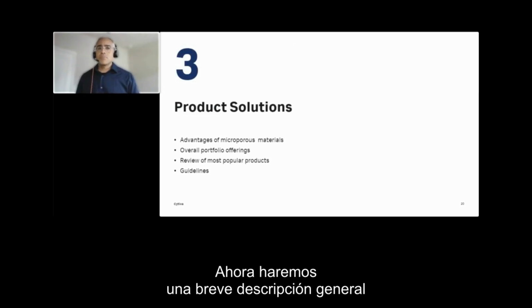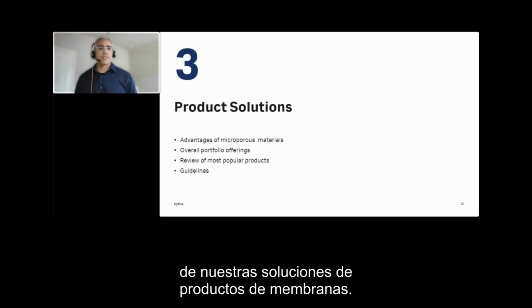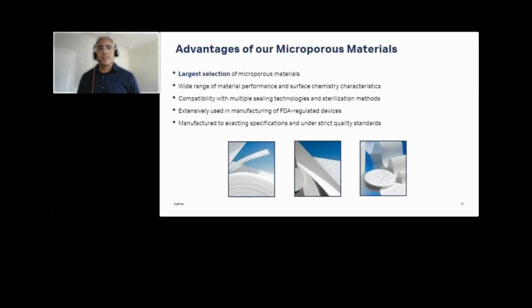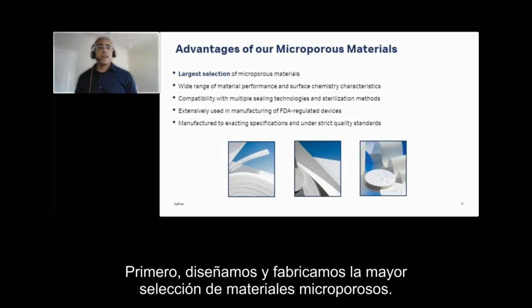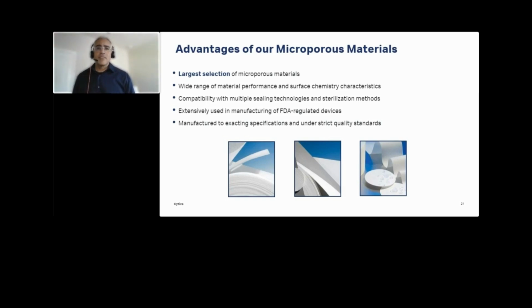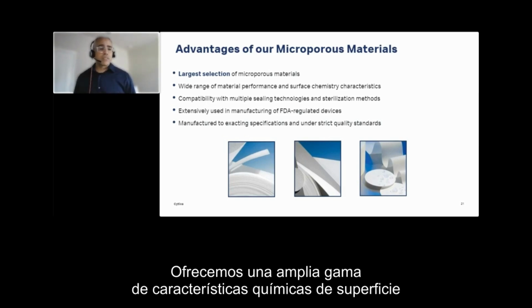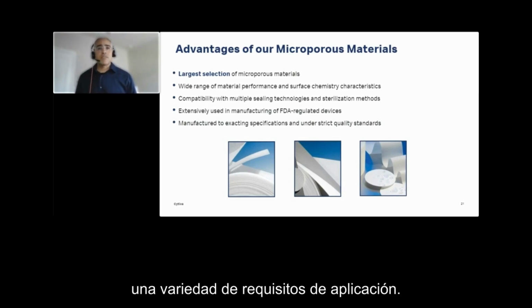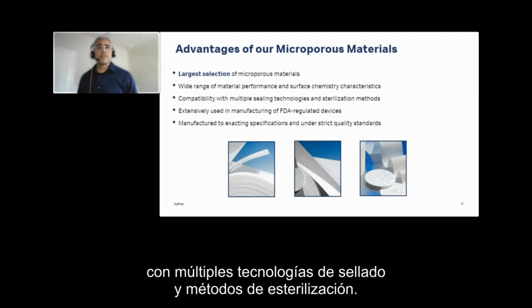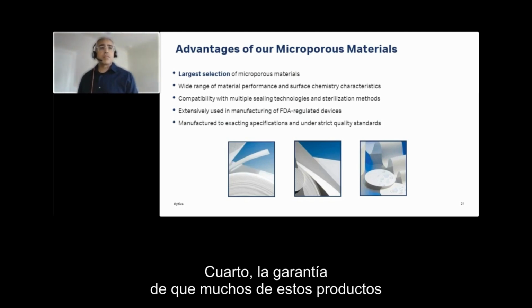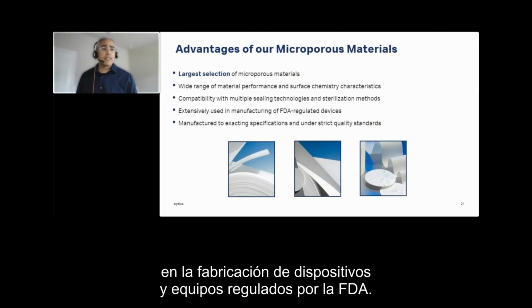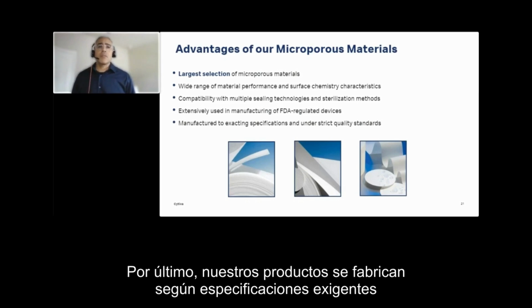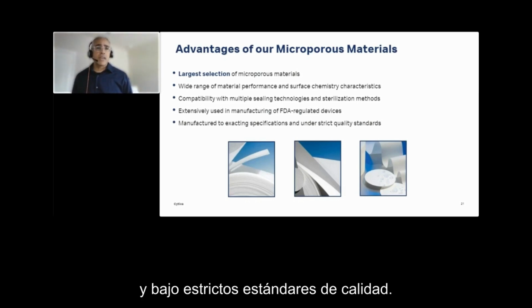And now we'll present just a brief overview of our membrane product solutions. So what are some of the advantages of using Cytiva and Pall medical materials? First, we design and manufacture the largest selection of microporous materials. We offer just a wide range of material performance and surface chemistry characteristics to meet a variety of application requirements. Third, compatibility with multiple sealing technologies and sterilization methods. Fourth, assurance that many of these products have been used extensively, and in some cases for more than 30 years, in the manufacturing of FDA-regulated devices and sets.